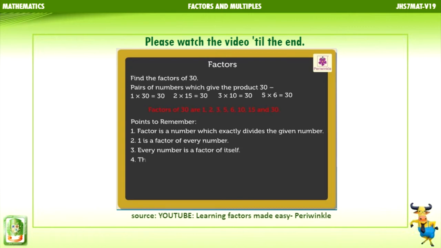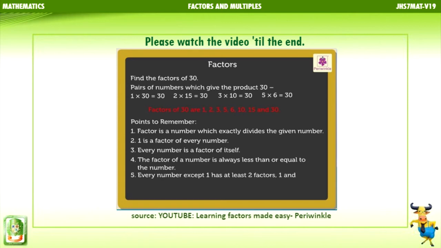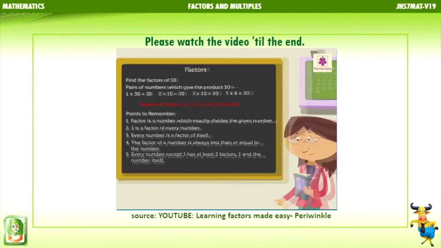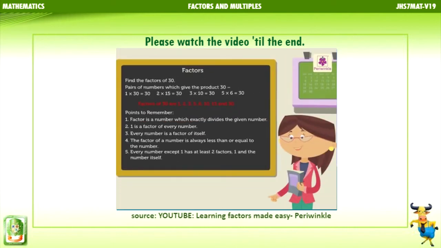4. The factor of a number is always less than or equal to the number. 5. Every number except 1 has at least 2 factors, 1 and the number itself. Wasn't it easy to learn about factors? Why don't you try to find the factors of some numbers yourself?